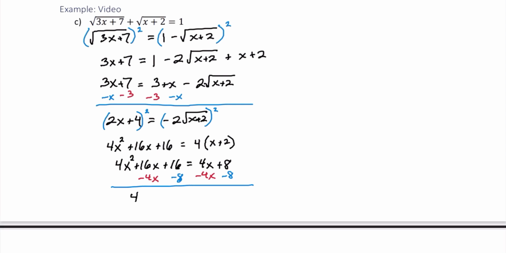We now have 4x squared plus 12x plus 8 equals 0. Notice this is a quadratic. We'll eventually factor it, but to help us out a little bit, let's divide by 4. Make that coefficient on x squared 1 to make our lives a little bit easier. We now have x squared plus 3x plus 2 equals 0.